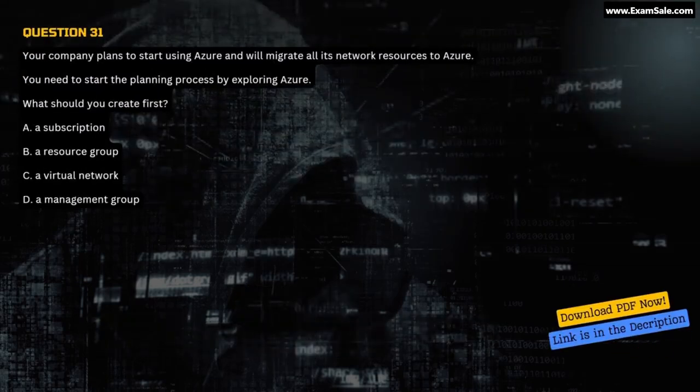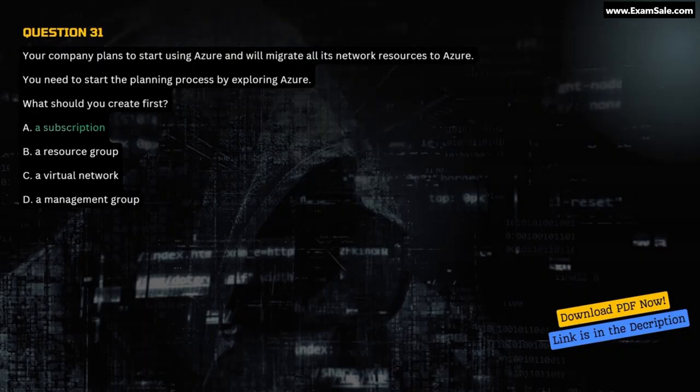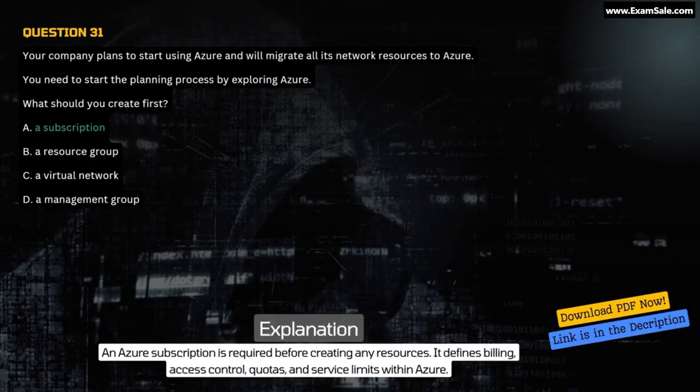Question 31. Your company plans to start using Azure and will migrate all its network resources to Azure. You need to start the planning process by exploring Azure. What should you create first? A. A subscription. B. A resource group. C. A virtual network. D. A management group. Correct answer A. A subscription. Explanation. An Azure subscription is required before creating any resources. It defines billing, access control, quotas, and service limits within Azure.